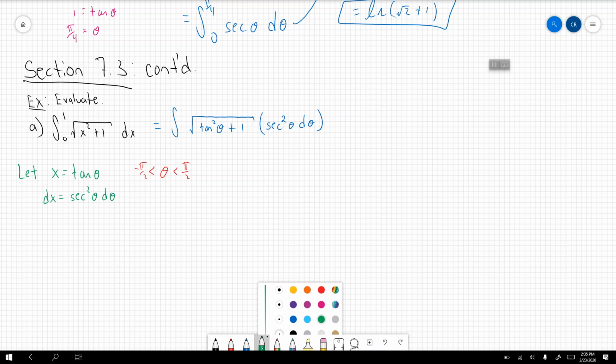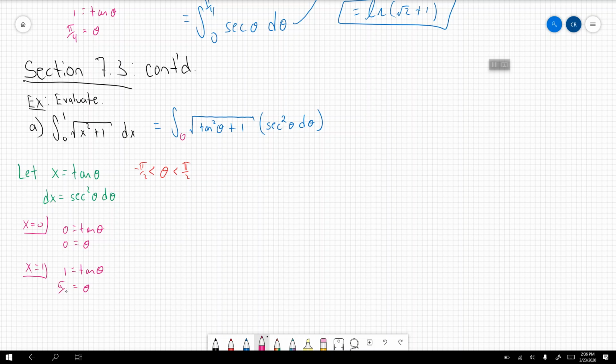Limits of integration time. If x is 0, then we get 0 is equal to tangent of theta, which naturally means that theta must be 0 according to our restrictions. And if x is equal to 1, then 1 is equal to tangent of theta. As you saw with the last problem, tangent of theta is equal to 1 only at pi fourths for that interval restriction.